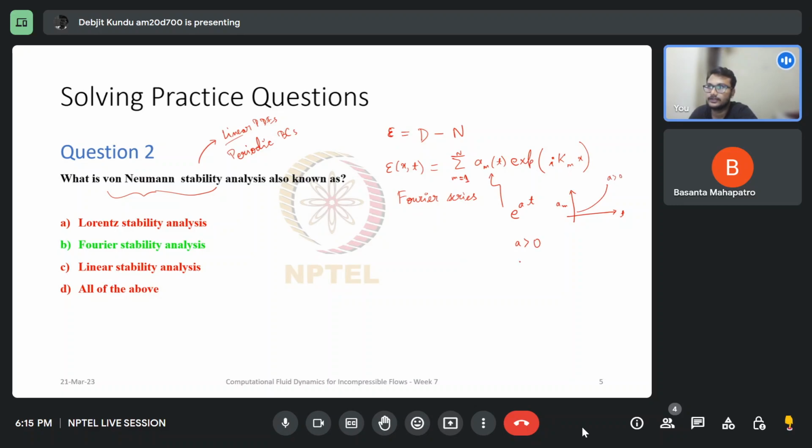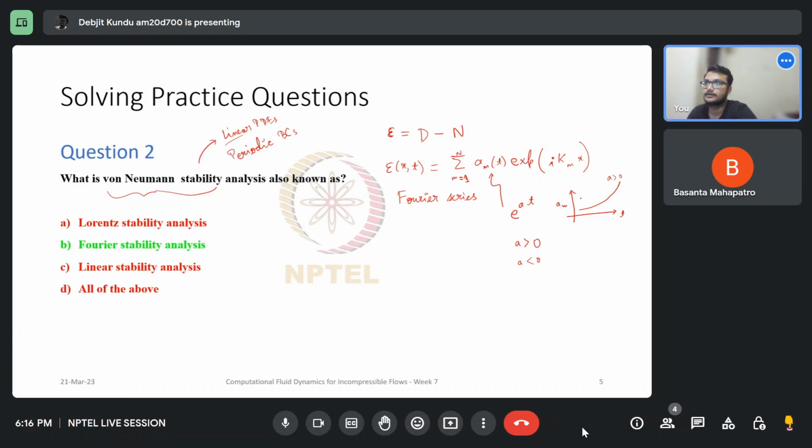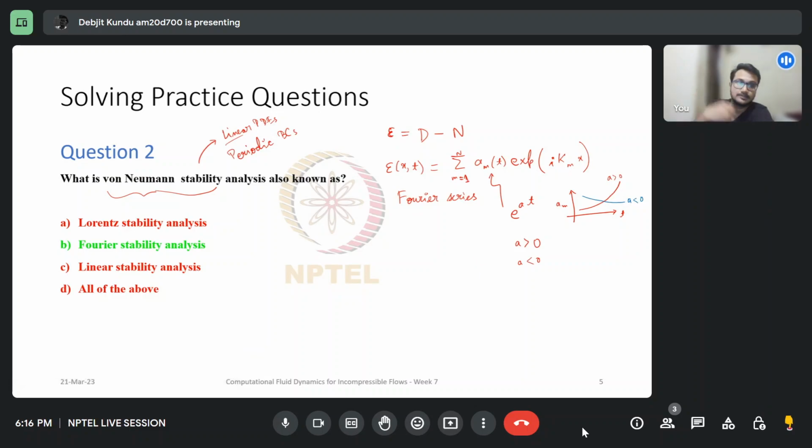And on the other hand, if a is less than 0, then the error would gradually decrease with time. Actually, it would exponentially decrease. So if a is less than 0, then it would exponentially decrease, and that would lead to a stable solution.